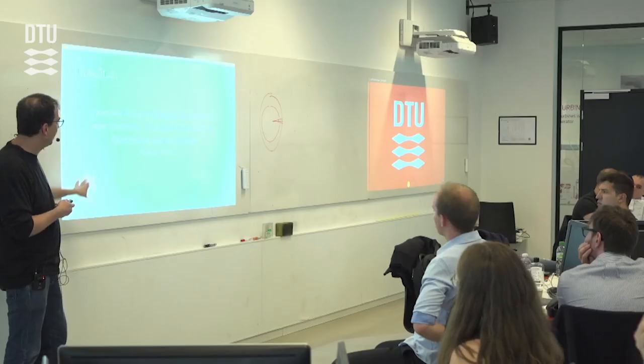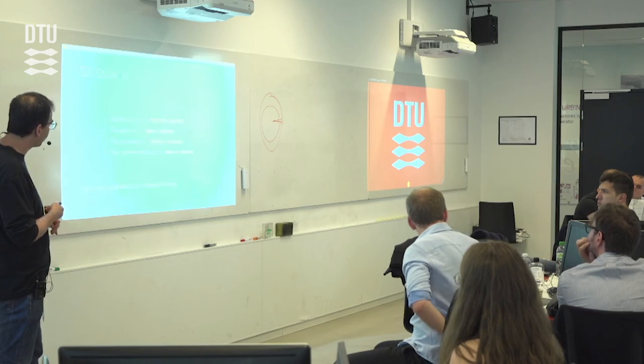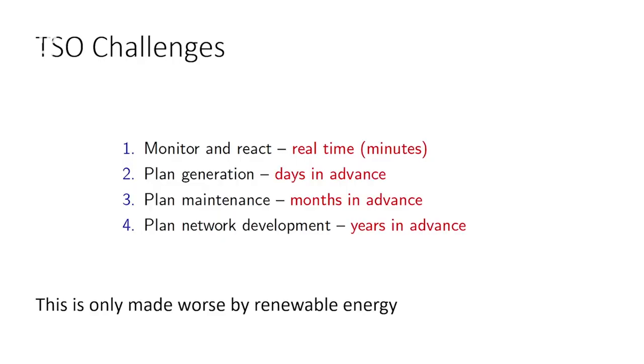I think there is an interesting message here. This is from the point of view of the TSO. The TSO works in multiple timescales. It works in a timescale of minutes, so it monitors what's happening in the grid and reacts very quickly, as in give a call to someone and say, time to turn the boiler on. You need to plan generation days in advance, whether day ahead or a few days ahead.